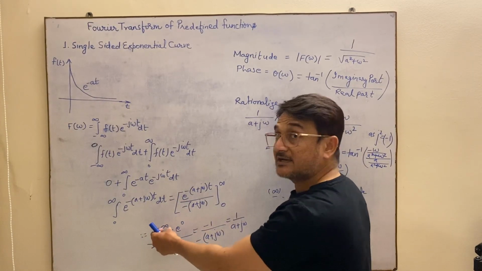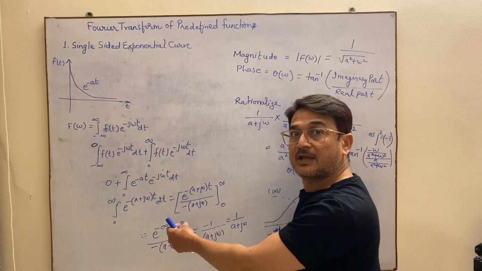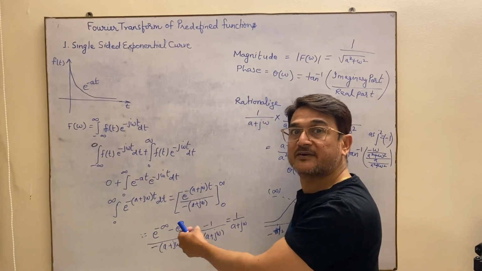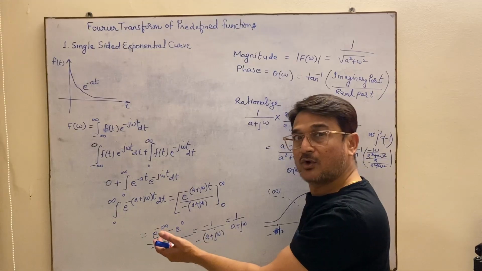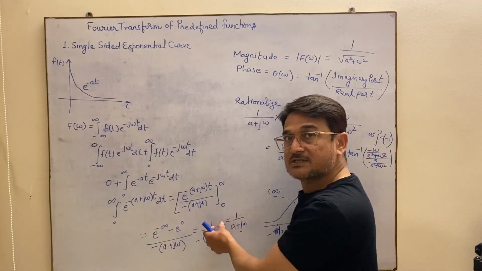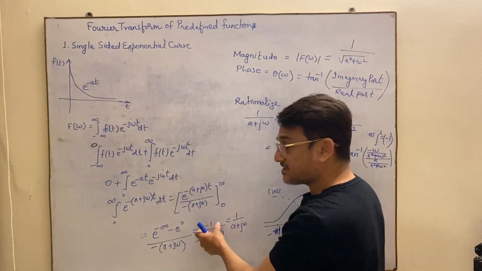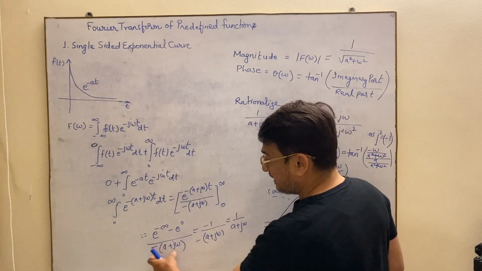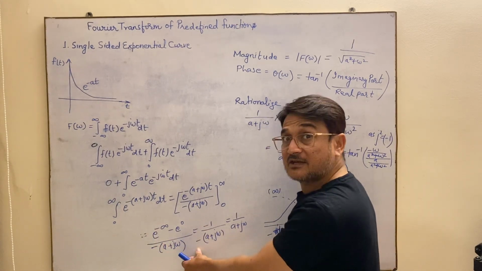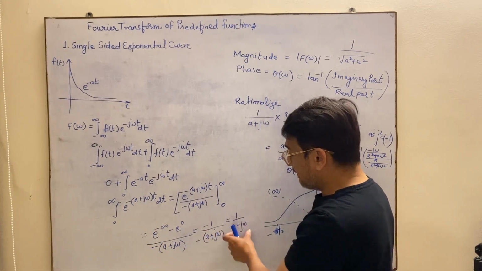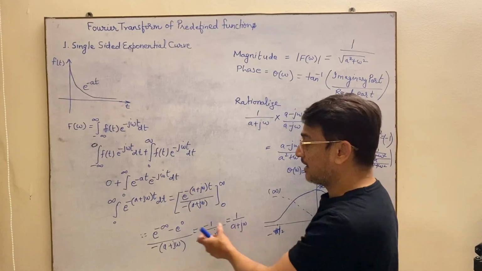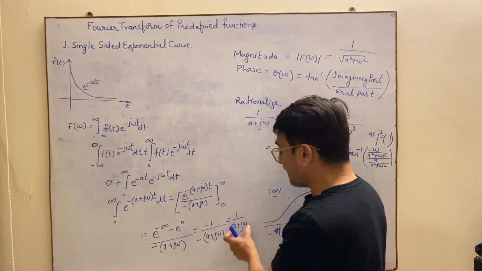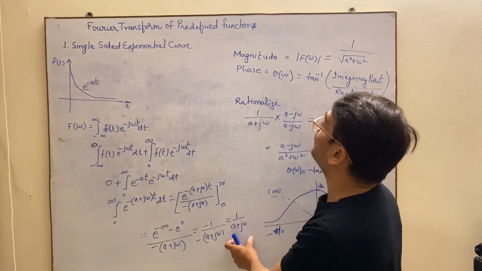e raised to the power minus infinity can be written as 1 upon e raised to the power infinity, which will be 0, and e raised to the power 0 is 1. So 0 minus 1 is minus 1 upon minus of (a plus j omega). This minus and minus will cancel, so this will become 1 upon a plus j omega. So your Fourier transform F of omega is nothing but 1 upon a plus j omega.